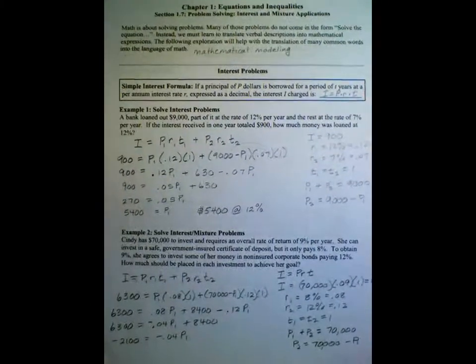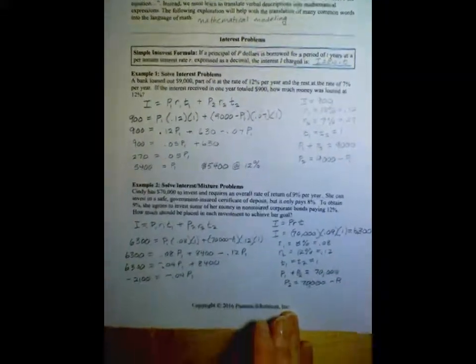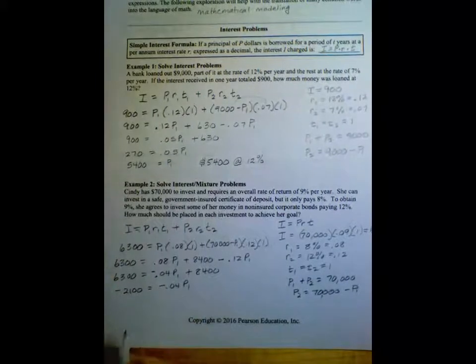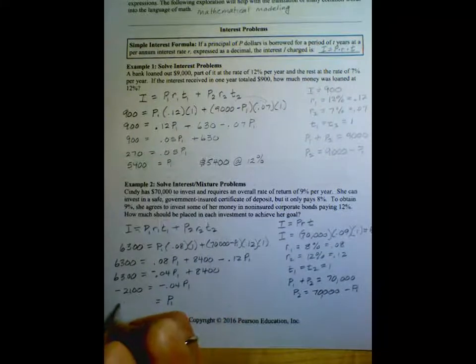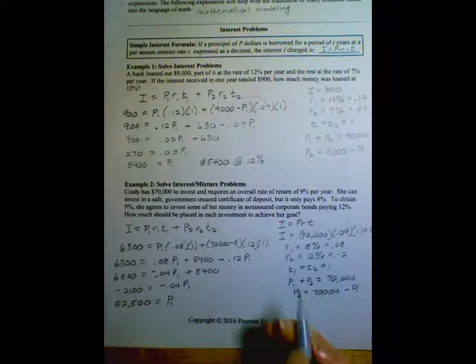Can we still see that? Make sure you can still see that. We're going to divide both sides by negative 0.04, and we get that P1 is equal to 52,500.